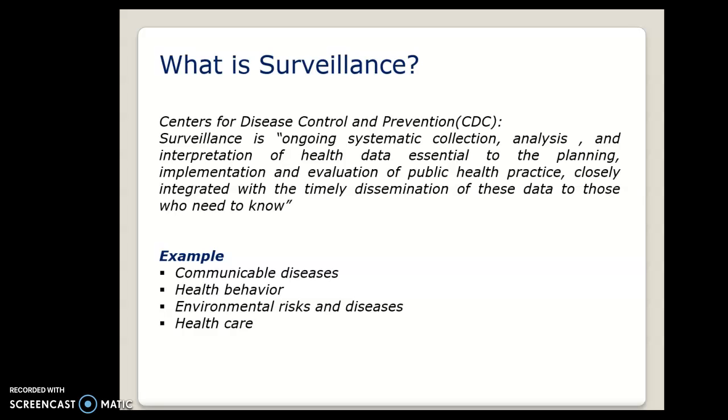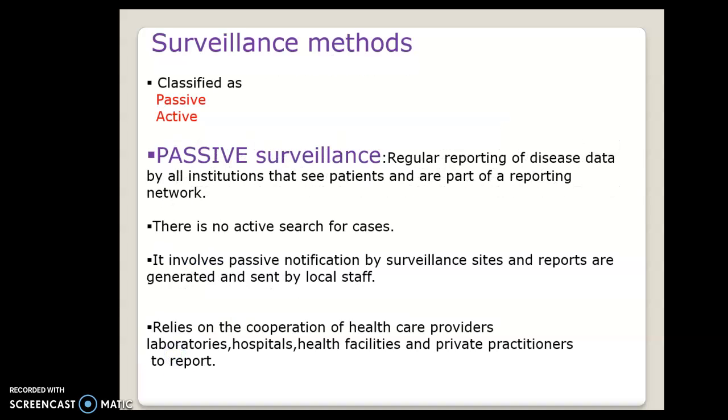Next we see the types of surveillance. There are many types of surveillance: passive surveillance, active surveillance, syndromic surveillance, rumor surveillance, and sentinel surveillance. Here we are particularly focusing on passive surveillance and active surveillance.